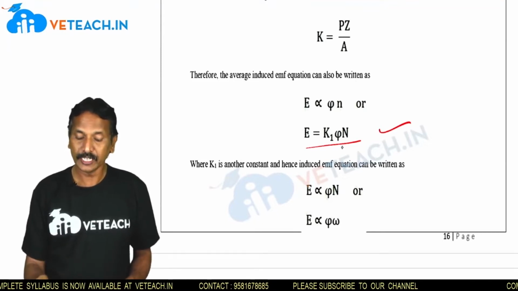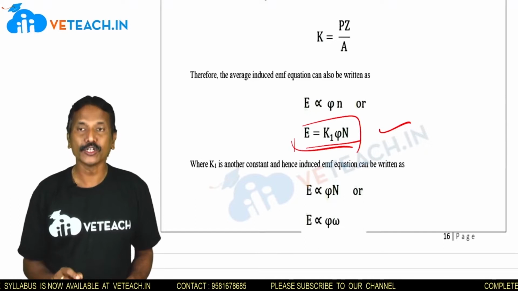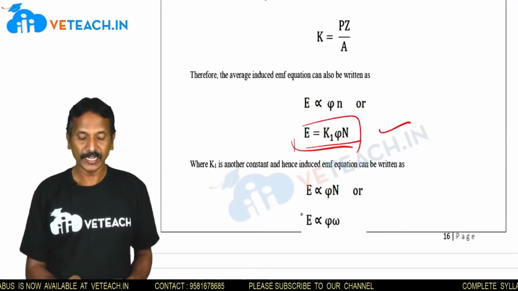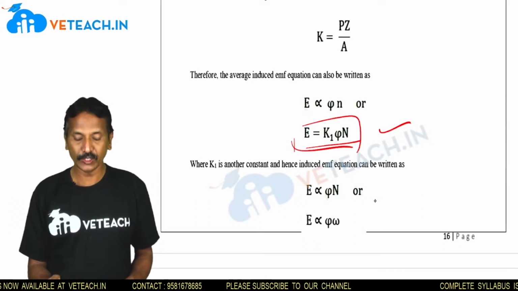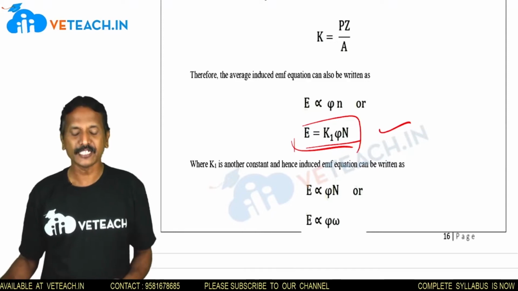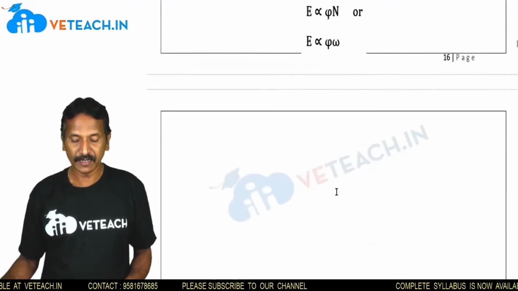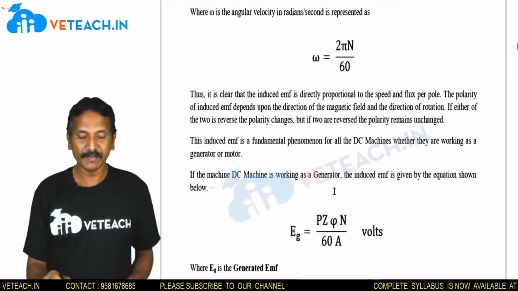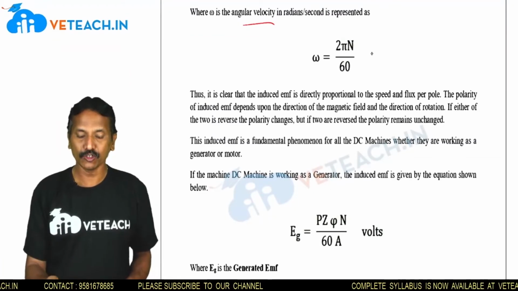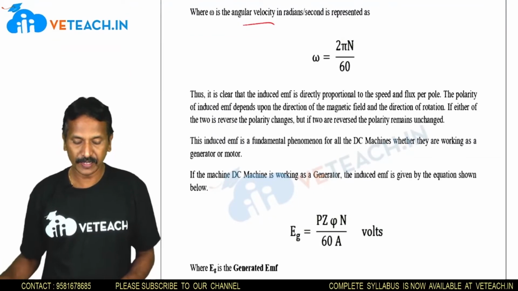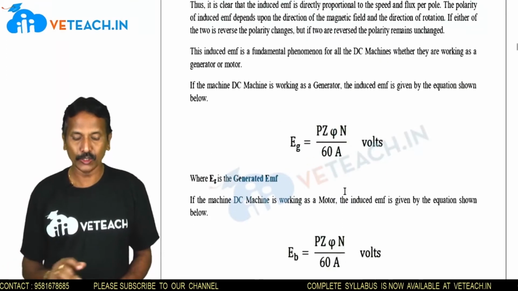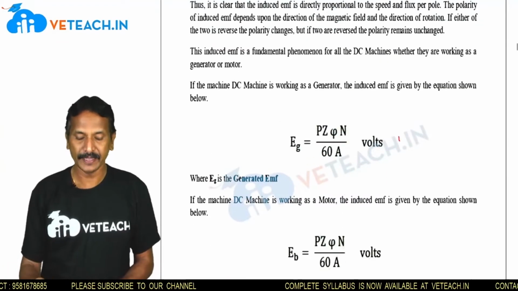This relation is very important for controlling the speed of a machine. So E is proportional to phi into N, or omega. Omega is nothing but the angular frequency, that is 2 pi N by 60, the angular velocity. If we substitute that, we get Eg is equal to phi Z N by 60 into P by A.